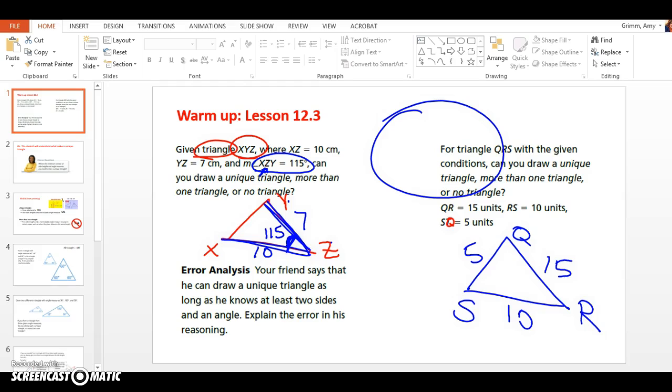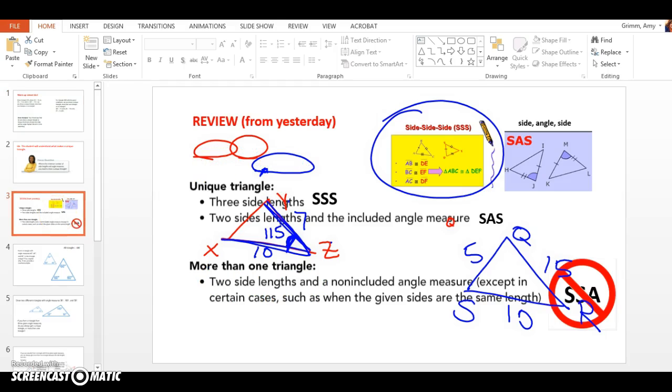All right, last one. Your friend says that he can draw a unique triangle as long as he knows at least 2 sides and an angle. So if I just say, I want a side of 12 and a side of 15 and give me a 90-degree angle, does that mean that all of ours would be the same? No. Why? What do you have to have? Side, angle, side. An included angle. You have to have an included angle. You can't just have a random angle.